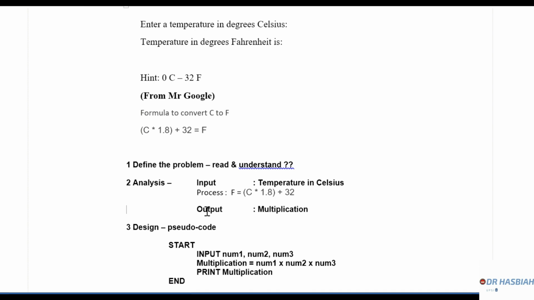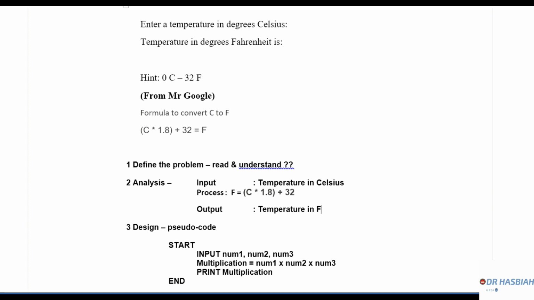The output is our temperature in Fahrenheit. So this is the analysis that we have. You have the input, temperature in Celsius, and then for the process you want to convert the Celsius that we have entered by using this formula, so we get the Fahrenheit, and then output the temperature in Fahrenheit.